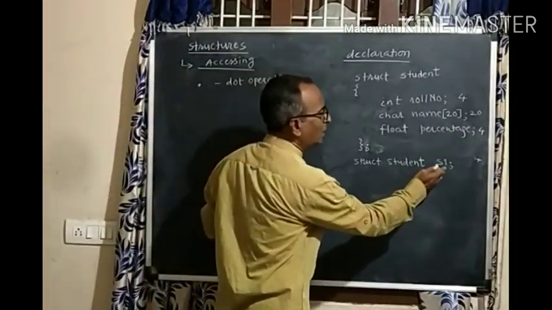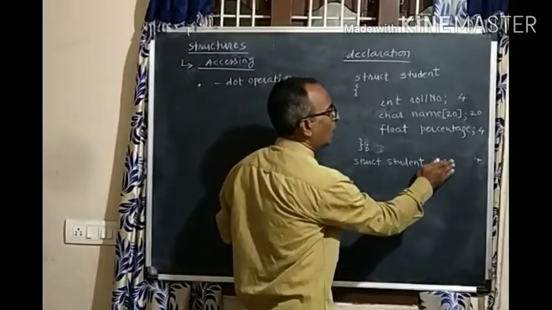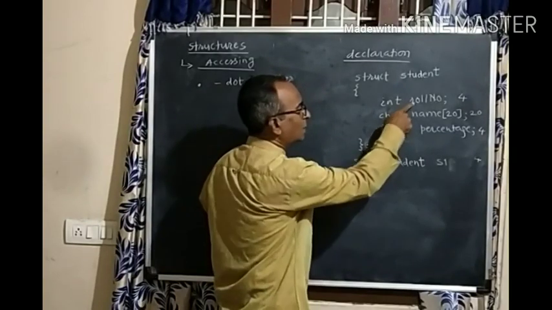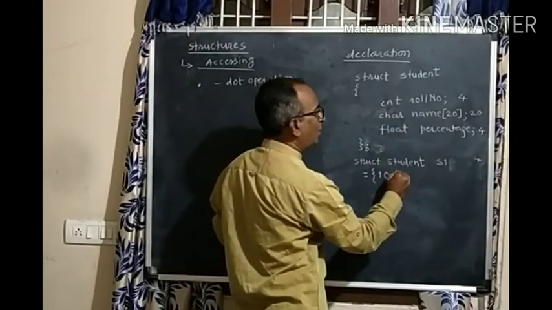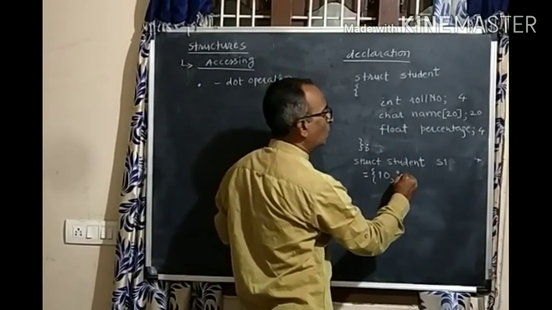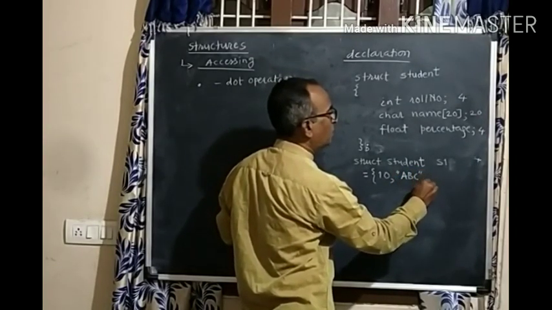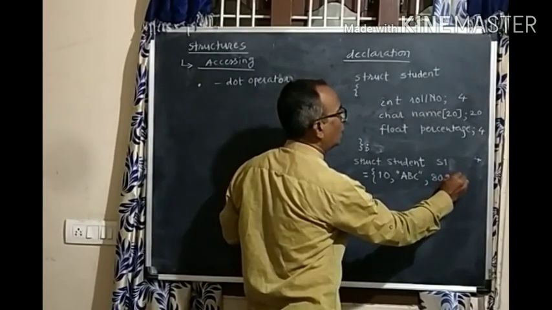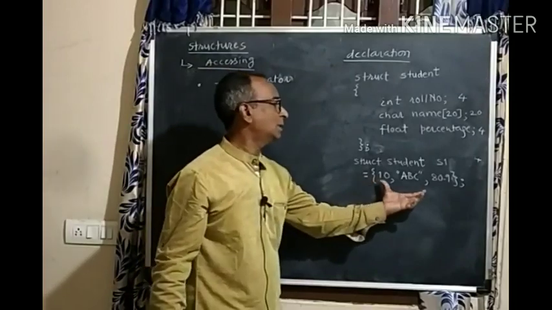As you know, I can initialize the variable at the time of declaration also. I'll initialize this. First member is roll number, I'll give 10. Second member is name. In double quotes, I'll give name as ABC, this is a string, and percentage I'll give 80.99 and semicolon. Now what will happen by this initialization?